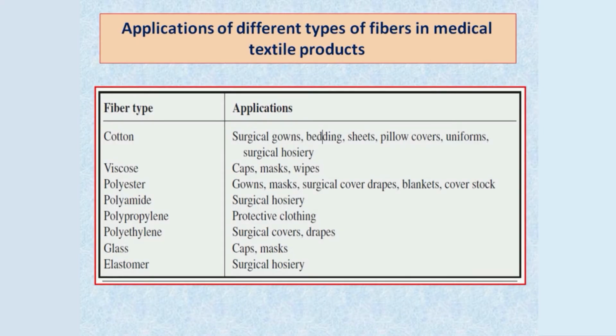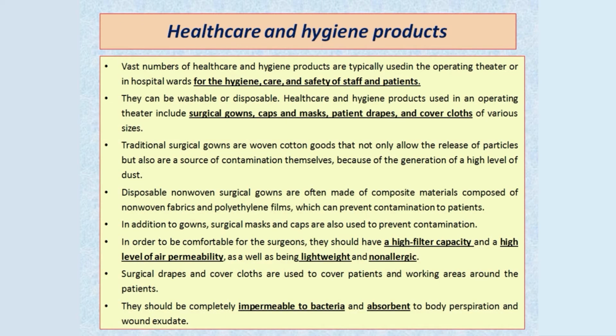biocompatibility. We can see on this slide that there are some specific products, especially fiber types: cotton, viscose, polyester, polyamide, polypropylene. These are the most used fiber types in medical and hygiene applications. And also we can see some end products such as surgical gowns, caps, masks, surgical hosiery, some kind of protective clothing, etc.